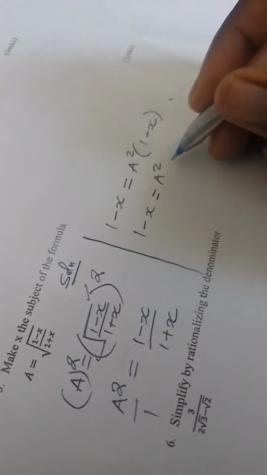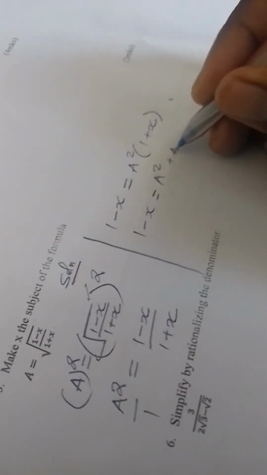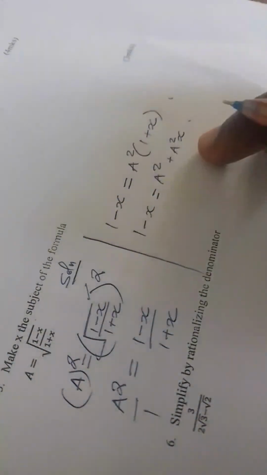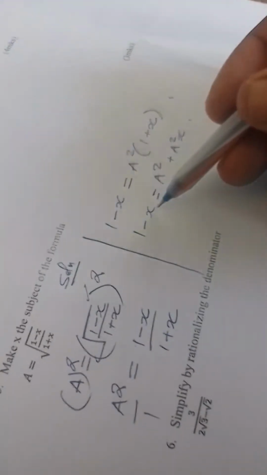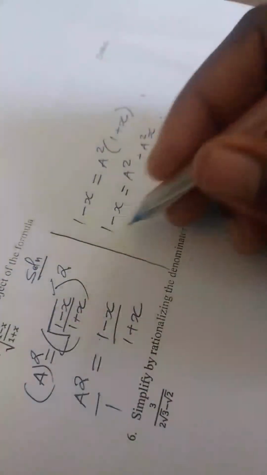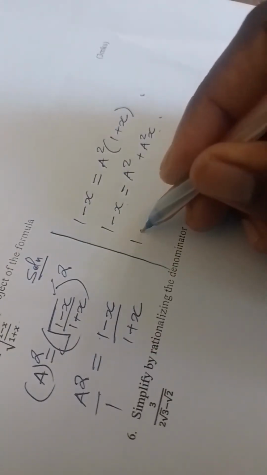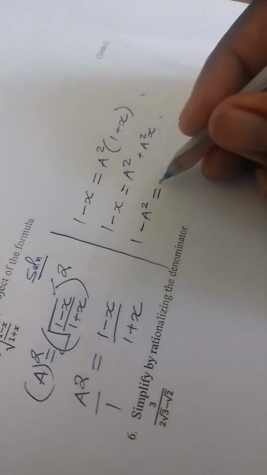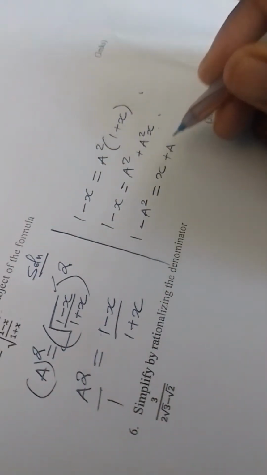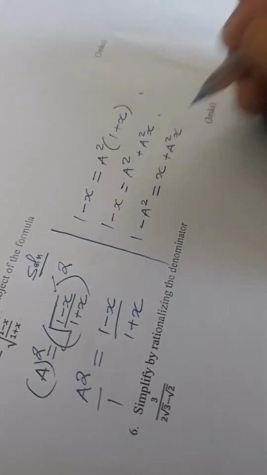So for this one, it will be 1 minus x is equal to, we can open the bracket, this one will be a square, then times this one will be a square x. Then we can collect the like terms together. For those that we have x here, we can put the x on the same side. So we can take this one to this side, this one on this side. So this one will be 1 minus a square is equal to x plus a square x.